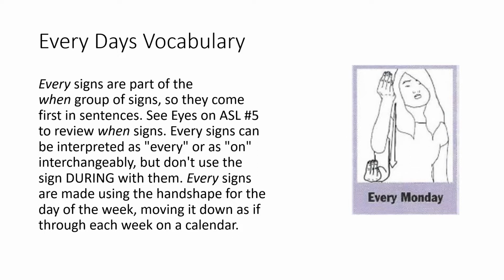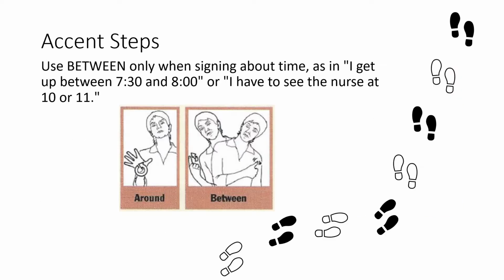On the right-hand side of the PowerPoint slide is a drawing of the sign every Monday. Accent steps. Use between only when signing about time, as in I get up between 7:30 and 8, or I have to see the nurse at 10 or 11. The two pictures show around on the left-hand side, which is a 5-hand circling, and between, which is a shoulder shift, showing two different times.